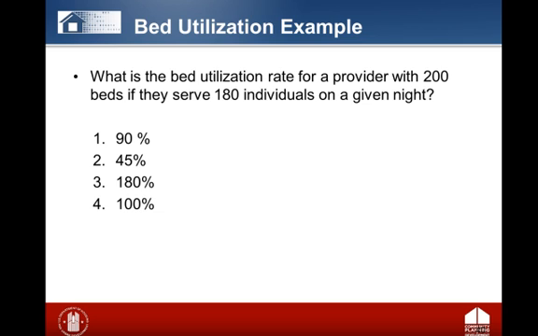Here is an example of bed utilization. What is the bed utilization rate for a provider with 200 beds if they serve 180 individuals on a given night? If you answered 90%, you are correct. To get this number, you simply divide 180, the number of individuals, by 200, the number of beds, and multiply that by 100 to get the percent.